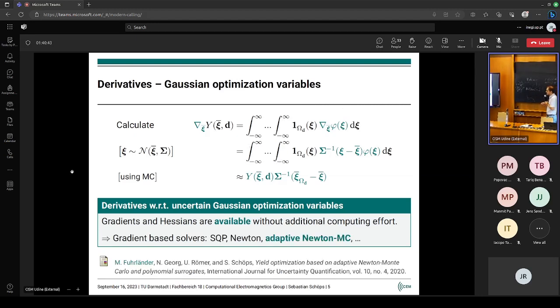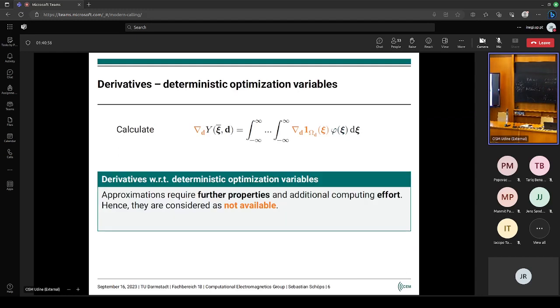Okay. The good thing about this is, if you want to minimize the failure probability or maximize the yield, now we have derivatives of that, so that's quite attractive because we can use gradient-based solvers. The drawback is typically that these deterministic parameters, if they are not affected by stochasticity, are inside of your model evaluation. They are not really connected to the yield, but to the model itself.